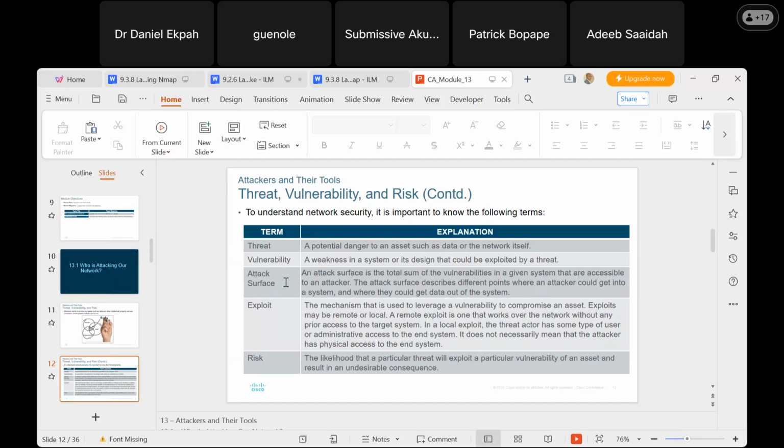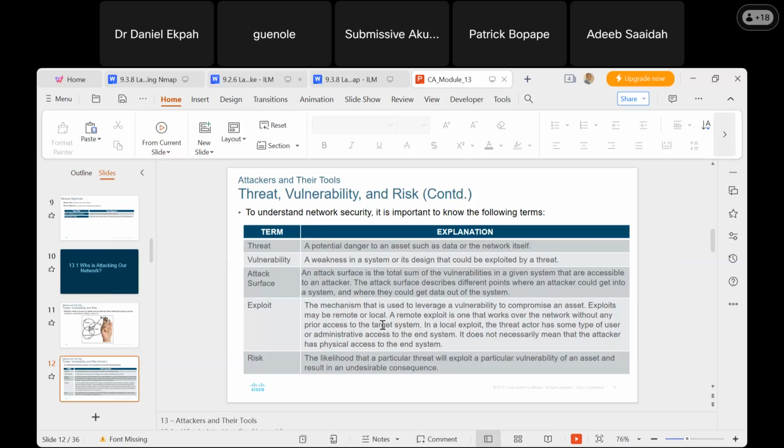The exploit now is the mechanism that is used to leverage a vulnerability to compromise an asset. An exploit may be remote or local. A remote exploit is one that works over the network without any prior access to the target system. In a local exploit, the threat actor has some type of user or administrative access to the end system. So the mechanism that is used is the exploit, and of course, it's going to leverage the vulnerability space that is created.